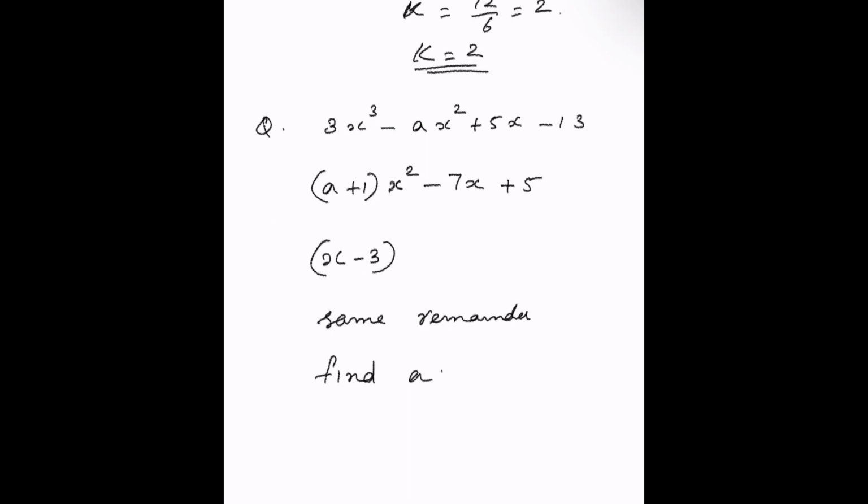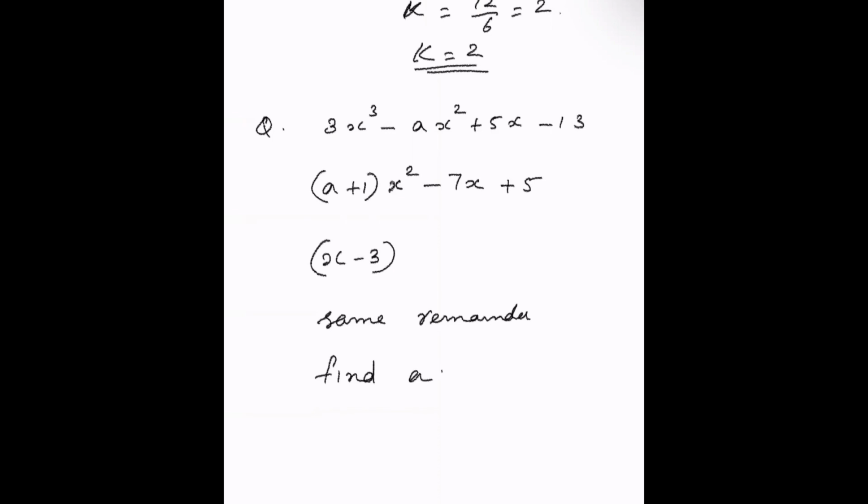First one is 3x cube minus ax square plus 5x minus 13. Second polynomial is (a plus 1)x square minus 7x plus 5. Both polynomials are divided by x minus 3. When you divide both polynomials by x minus 3, you get the same remainder, and you are asked to calculate the value of a.